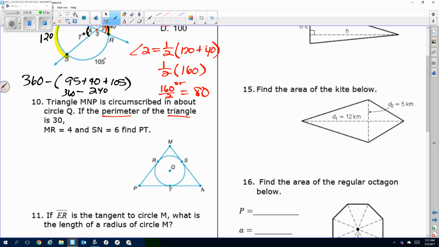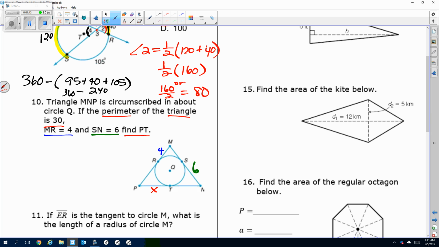Perimeter of the triangle is 30. MR is 4, so I'm going to label that 4. SN is 6. They want us to find PT.